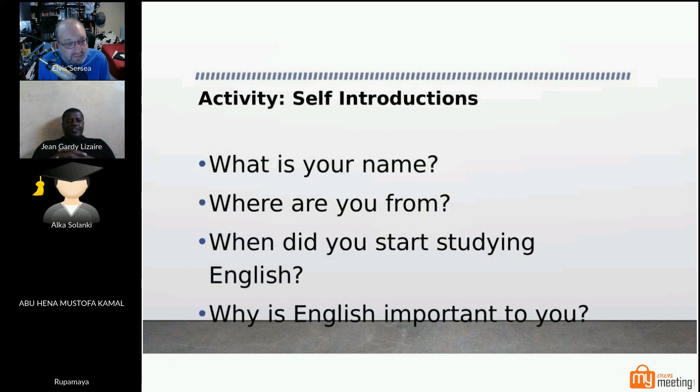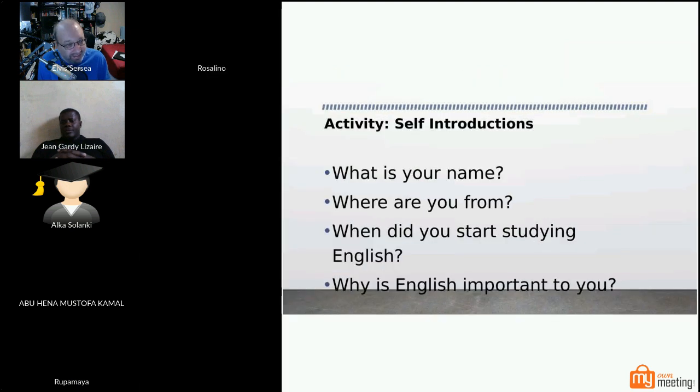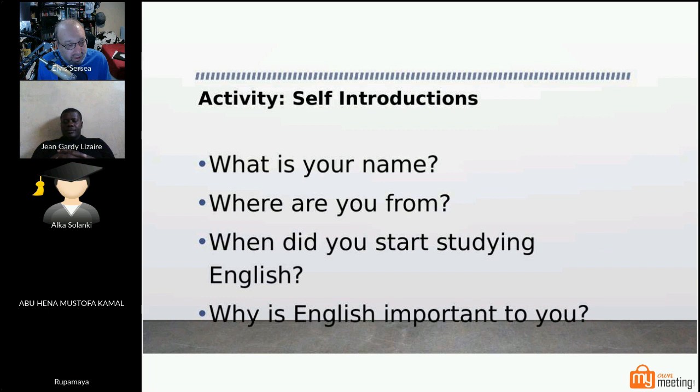Abu Hena, tell us where you are from, the town, the city, and the country. Yes, sir. Well, I'm from Dhaka, the capital city of Bangladesh, and I was actually born in Khulna city in the southwestern part of this country. Wonderful. So, what is the capital of Bangladesh? One more time. Dhaka. Okay, Dhaka is the capital city of Bangladesh.